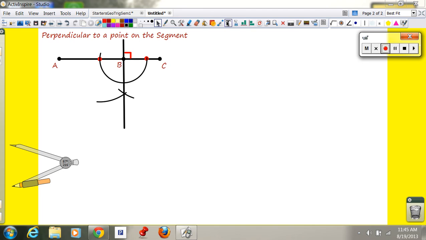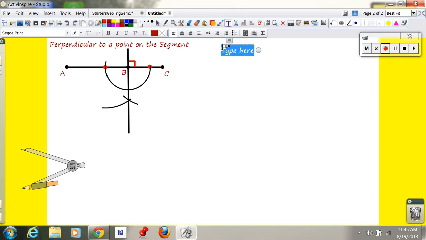Okay, the next one we're going to put is perpendicular to a point not on the segment.